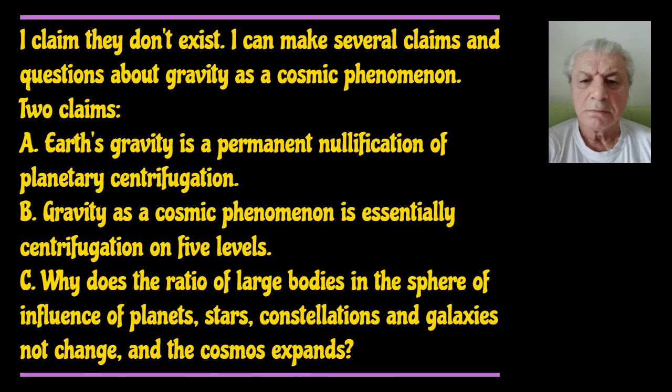I can make several claims and questions about gravity as a cosmic phenomenon. Two claims. A. Earth's gravity is a permanent nullification of planetary centrifugation. B. Gravity as a cosmic phenomenon is essentially centrifugation on 5 levels. C. Why does the ratio of large bodies in the sphere of influence of planets, stars, constellations and galaxies not change, and the cosmos expands?